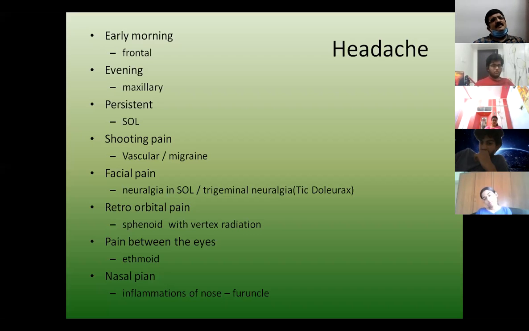Based on the duration, it can be an early morning headache, which might be a frontal headache. Why? Because I will make you understand in my subsequent slides. One important term: osteomeatal complex. Remember, the osteomeatal complex is the area where all the openings of the sinuses, especially the anterior group of paranasal sinuses, open. This is the area of most importance.